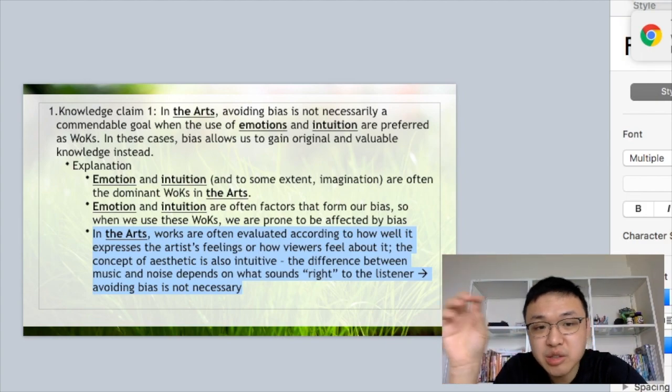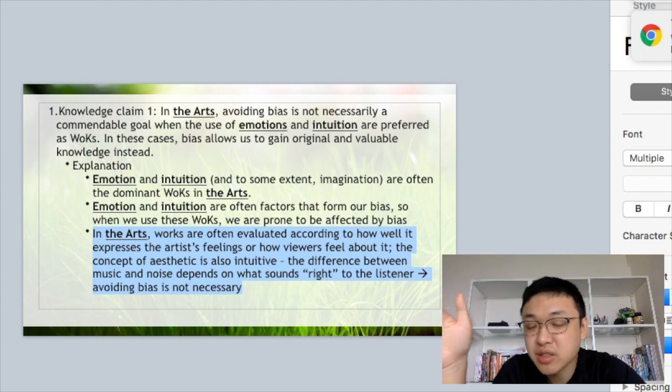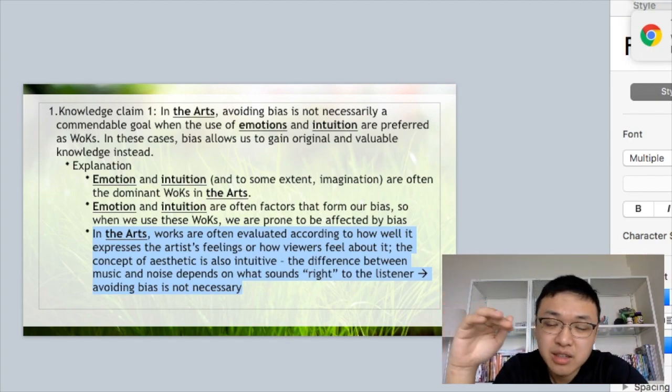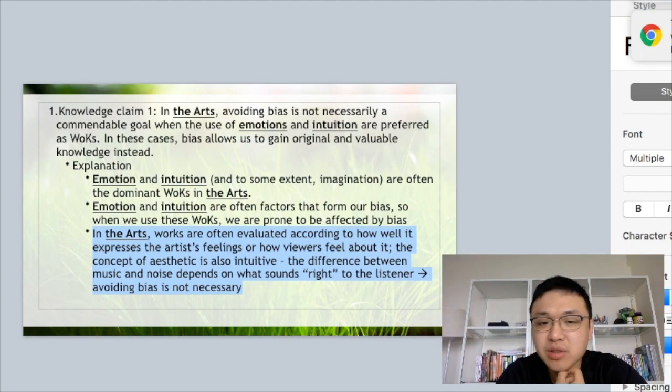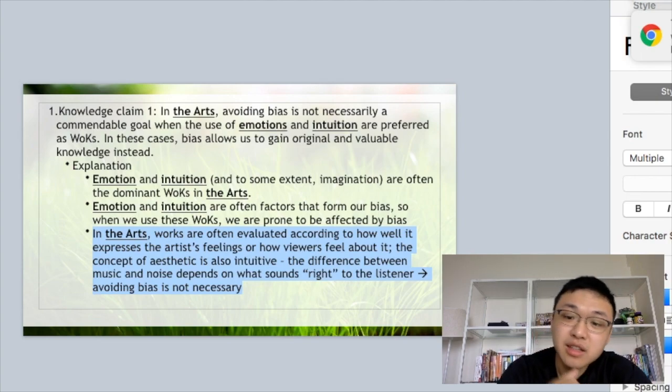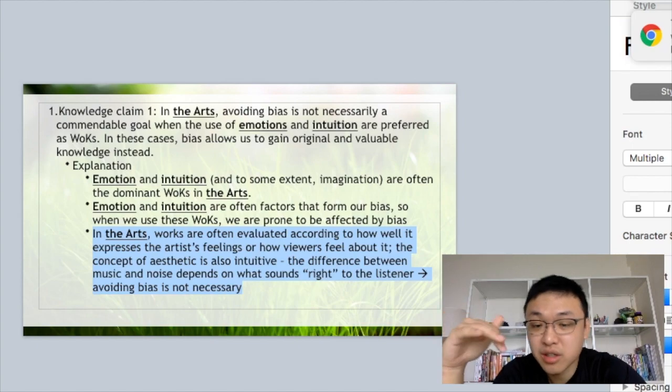Because emotion and intuition are the main ways of knowing that people use to evaluate art, and these ways of knowing are heavily impacted by a person's bias, right? So for example, the difference between music and noise depends on what sounds right to the listener, right? Like a lot of traditional people feel that heavy metal is noise rather than music, but clearly the fans of heavy metal would not agree with it.